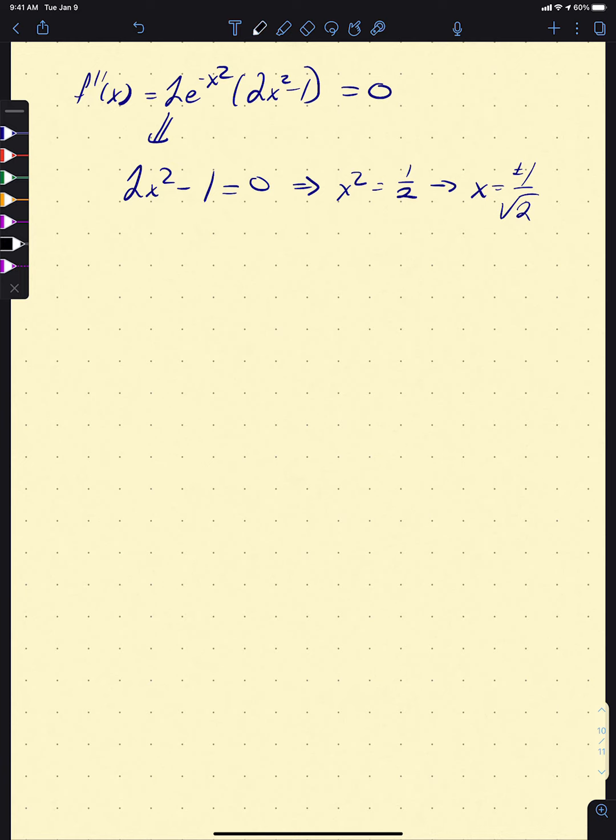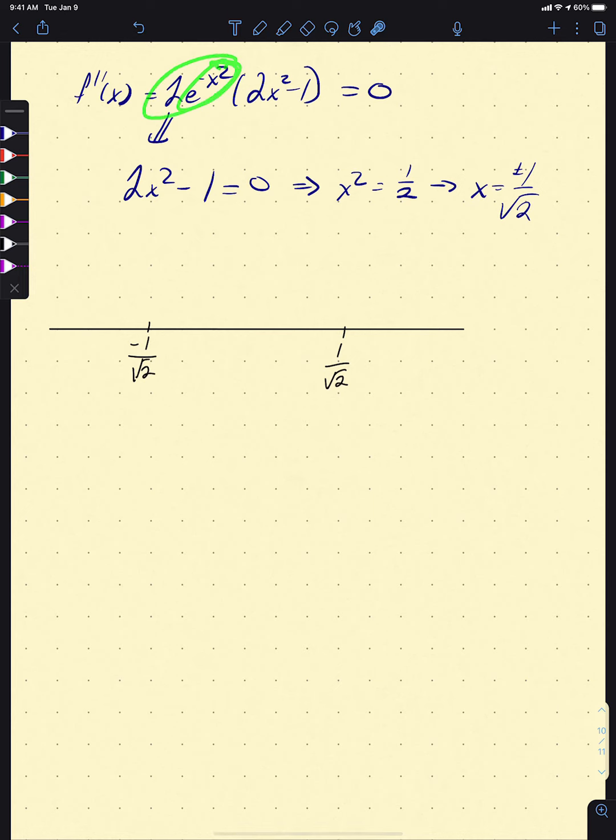And now, of course, we do need a sign diagram. So we'll have minus 1 over the square root of 2 here, and plus 1 over the square root of 2 here. If we plug 0 into this, e to the 0 is going to be 1, so we have 2 on the outside, times a minus 1, because this term drops. So this is going to be negative in here.